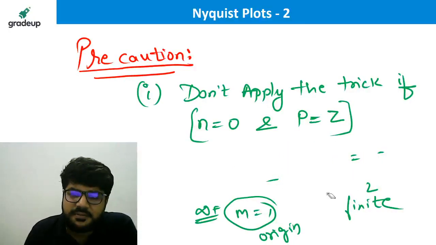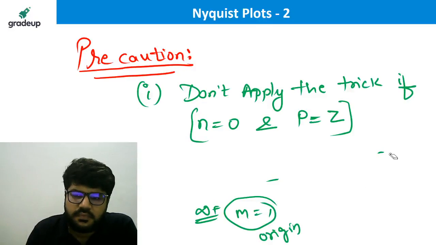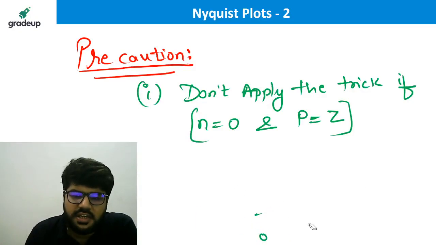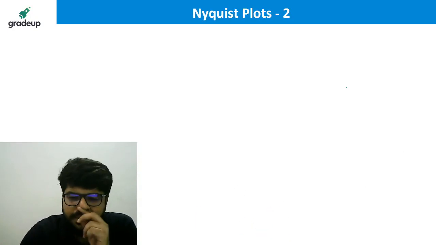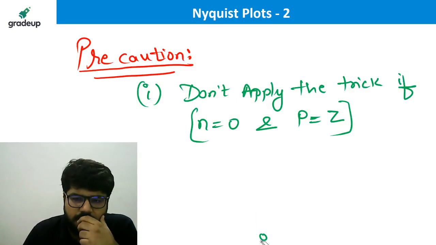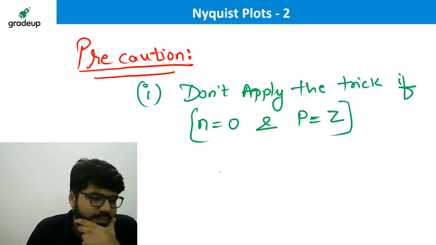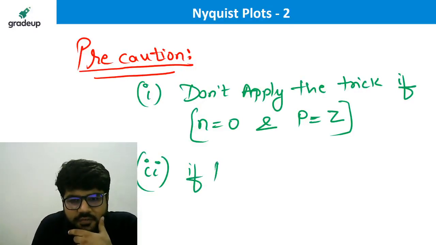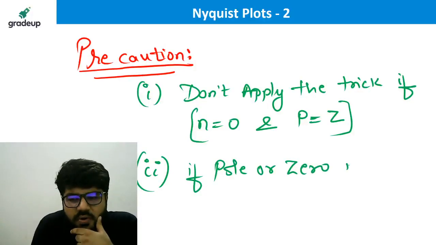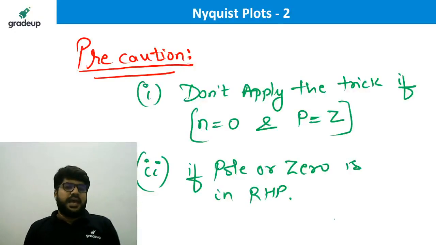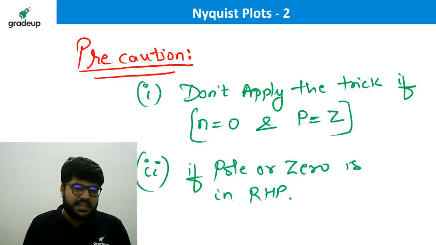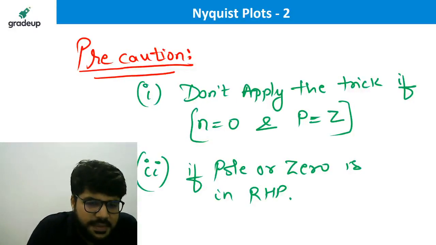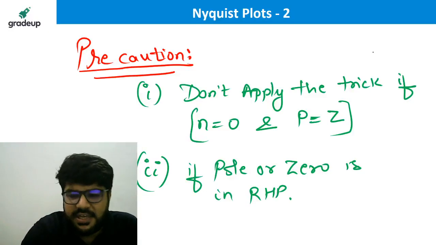If this is the case, solve by the classical method. Okay. Solve by the classical method. And second precaution, if a pole or zero is in RHP, it is not that we don't apply there, but there will be some change. What is that change?